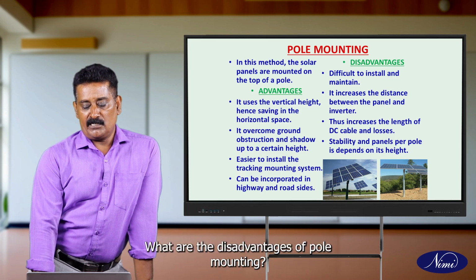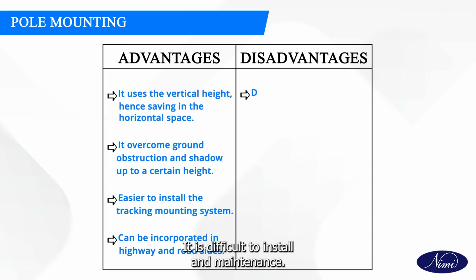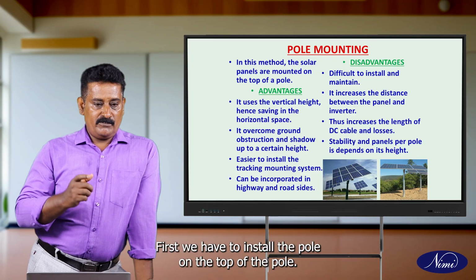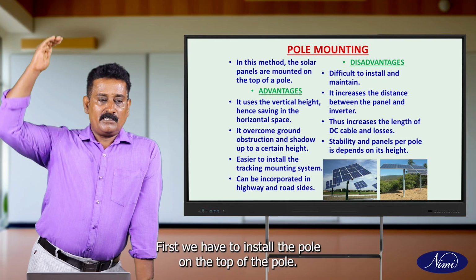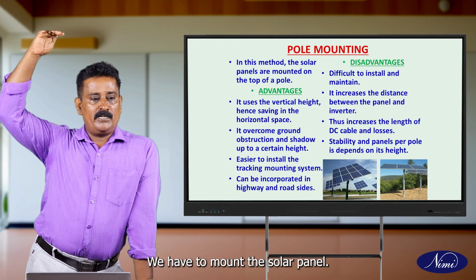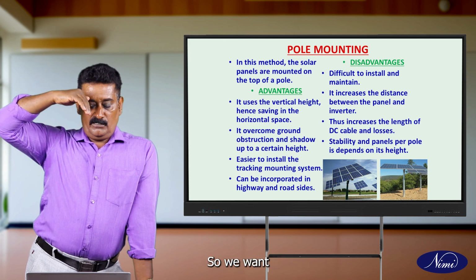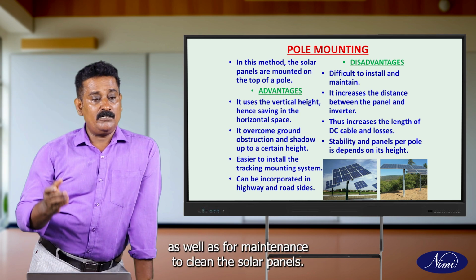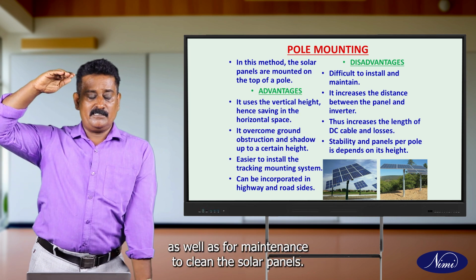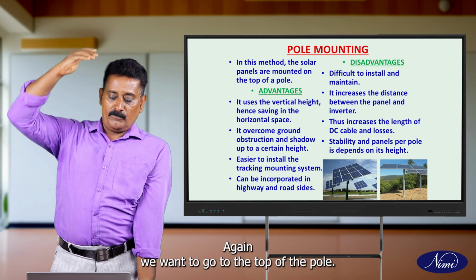What are the disadvantages of pole mounting? It is difficult to install and maintain. First, we have to install the pole. On the top of the pole, we have to mount the solar panel. So, it is very difficult to install as well as to maintain. To clean the solar panels, again we have to go to the top of the pole.